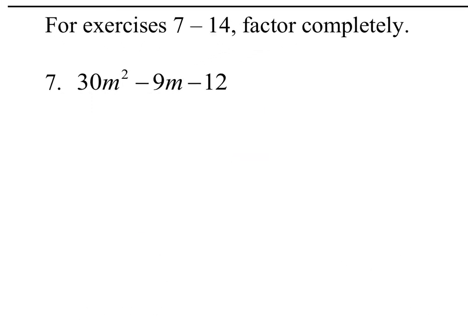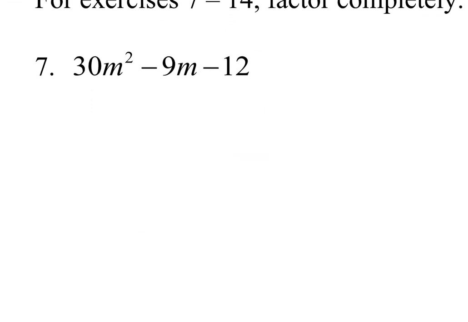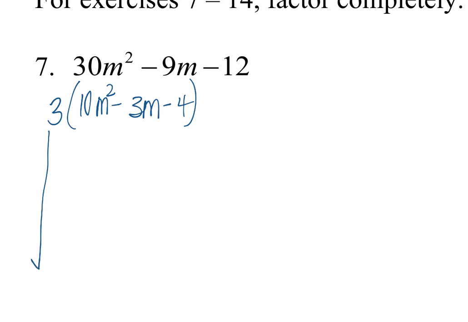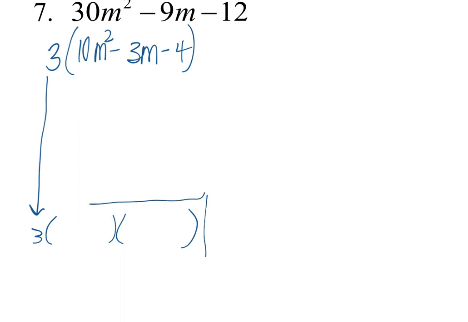So looking at number 7, the first thing we want to do is look for a GCF. And there is one of 3. And you factor the 3 out, you're left with 10m squared minus 3m minus 4. So we're no longer going to be looking at the 3. In fact, you can just kind of put it to the side for your final answer if you would like. In fact, I'll go ahead and put a box around the final answer. I'm just not ready for that yet.